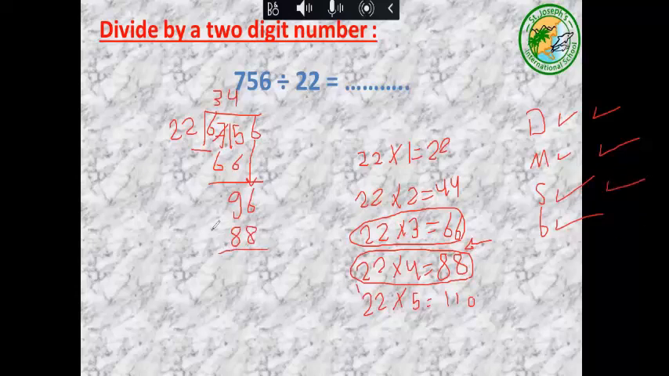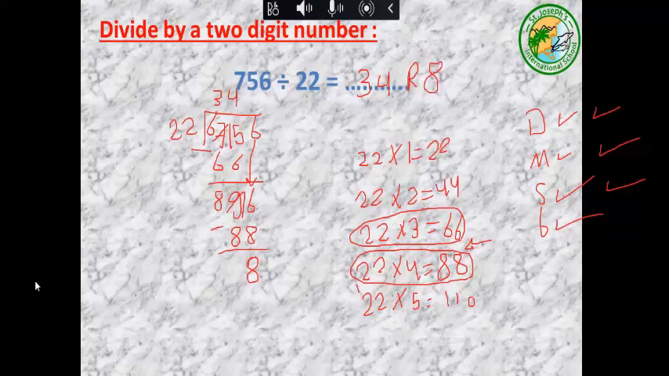Third step, I will subtract. 6 minus 8 doesn't work. I will borrow. This will be 8, and this is 16. 16 minus 8 equals 8. And 8 minus 8 equals 0, but we don't write 0 on the left. Okay, I have no numbers to bring down, so this is the end. 8 divided by 22, it doesn't work because 8 is smaller than 22. So the answer would be 34, remainder 8.